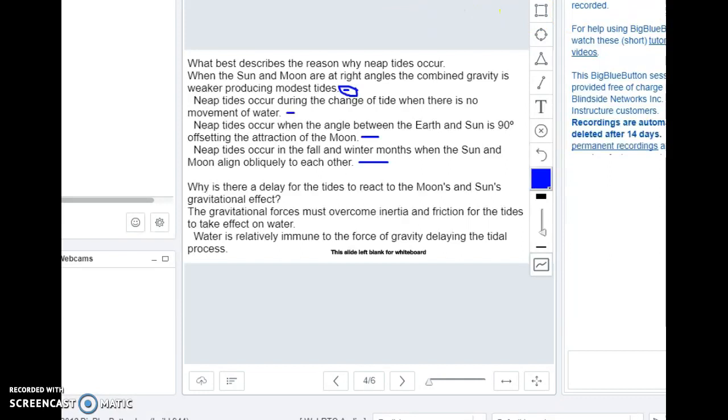So this answer is when the sun and moon are at right angles, the combined gravity is weaker, producing modest tides.